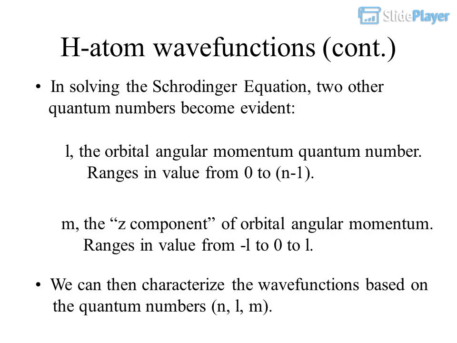In solving the Schrödinger equation, two other quantum numbers become evident. l, the orbital angular momentum quantum number, ranges in value from 0 to n−1. m, the z component of orbital angular momentum, ranges in value from −l to 0 to l. We can then characterize the wave functions based on the quantum numbers n, l, m.